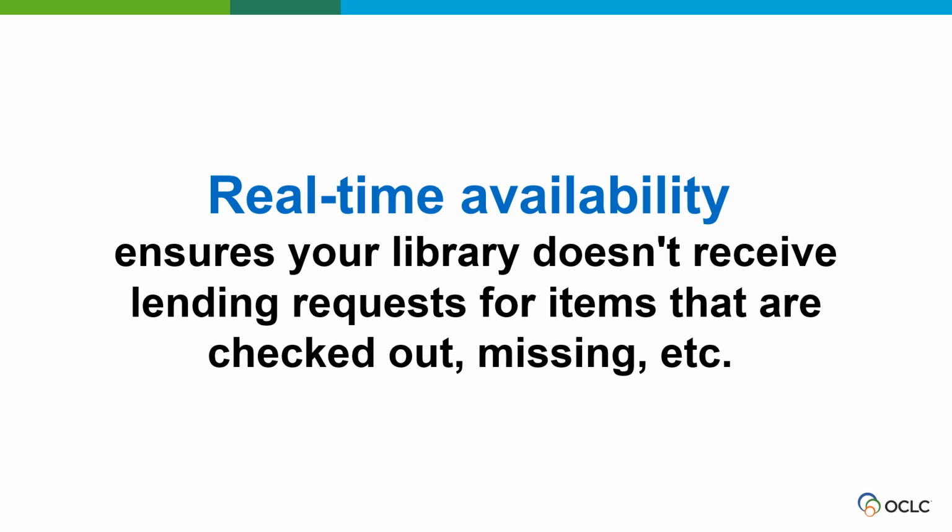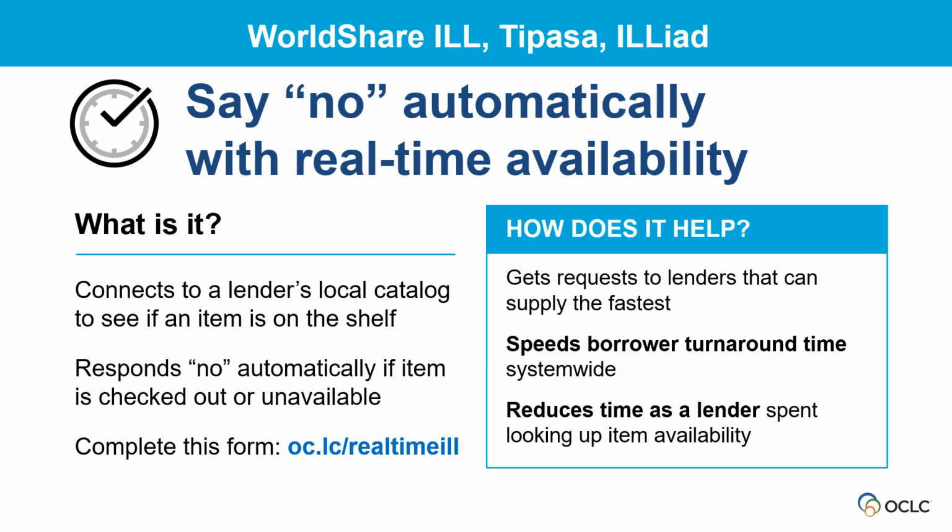Real-time availability ensures your library doesn't receive lending requests for items that are missing, checked out, etc. Say no automatically using real-time availability. So what is it? It connects to the lender's local catalog to see if an item is on the shelf, and it responds no automatically if that item is checked out or unavailable. How does it help? It gets requests to lenders that can supply the fastest. It speeds up borrowing turnaround time system-wide, and it reduces the time a lender spends looking up item availability.